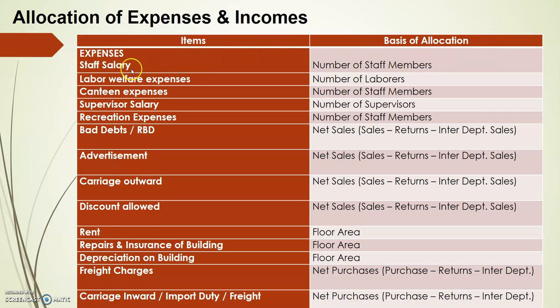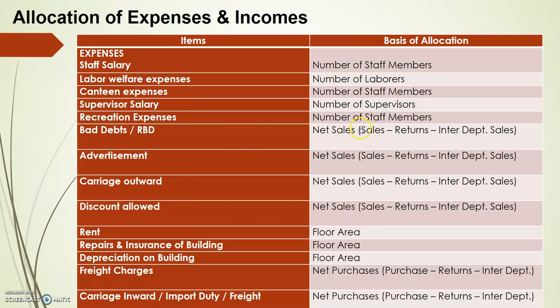Suppose we take staff salary, that will be divided based on staff members. Labor welfare expenses, canteen expenses, then supervisory salary, then recreation expenses. All these are based on the number of laborers or supervisors or staff members who are there in a particular department. Then the next set of expenses, that is bad debts, advertisement, carriage outward, not inward, outward, discount allowed.